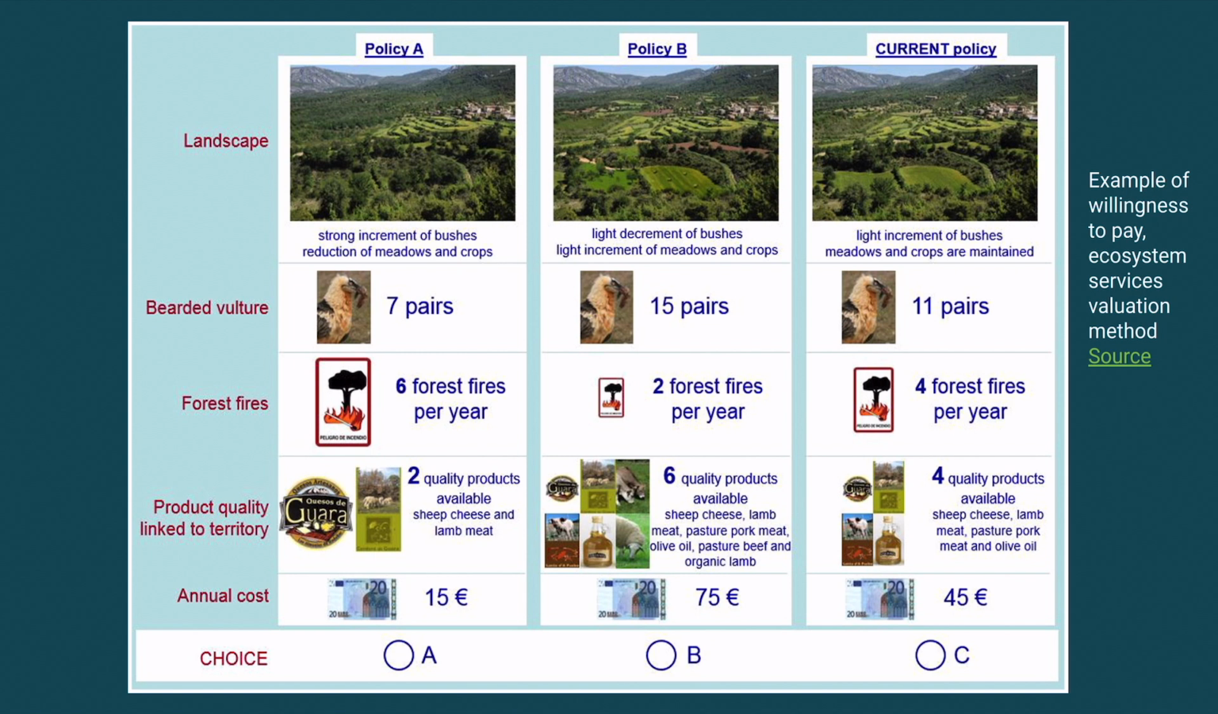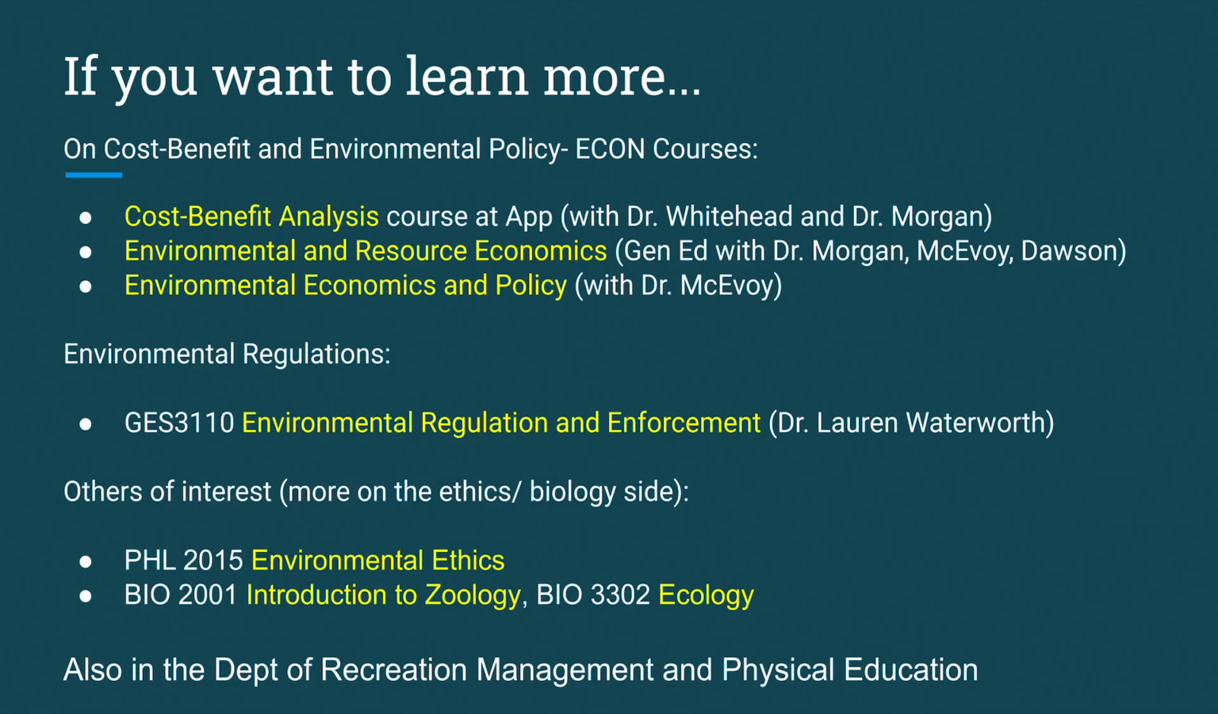But if you want to learn more about this, and it's a whole field of study, I suggest one of these courses that are available at App. So there are cost benefit and environmental policy courses. They're all listed here, so you can go back and look at them. I've also listed environmental regulations courses and others of interest, like environmental ethics, for example. So make sure you check them out to learn more about this topic.